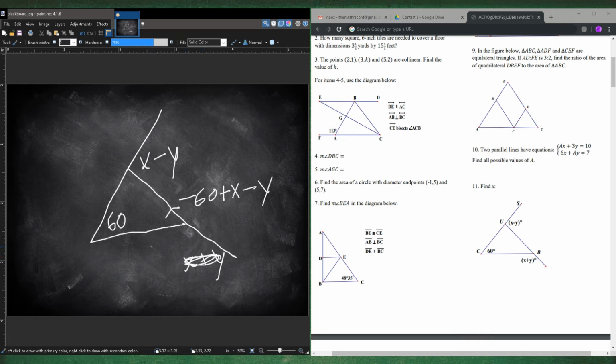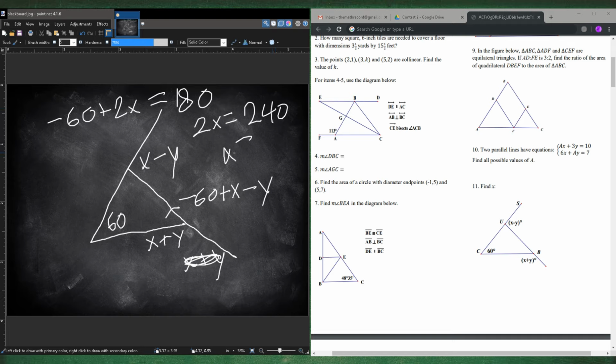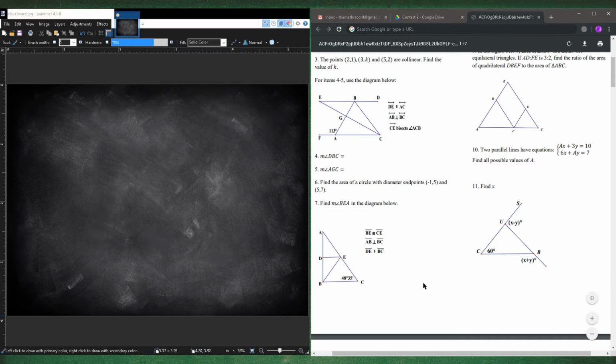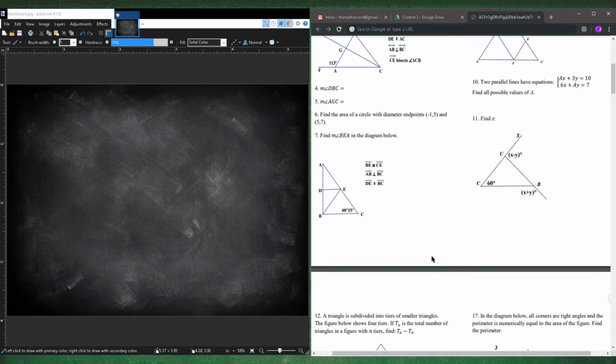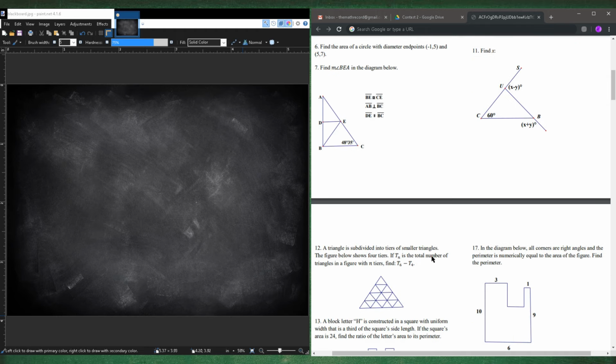And I don't know why I wrote it all the way up here. All the way down there, x plus y. And x plus y right here, and this angle plus negative 60 plus x minus y has to equal 180 degrees. So negative 60, there's two x's, so add 2x, and the y's cancel out to equal 180 degrees. So negative 60 to the other side, 2x is 240. So x has to be equal to 120 degrees. Basically, that's simple. x is 120. So number 11 is 120, maybe 120 degrees.